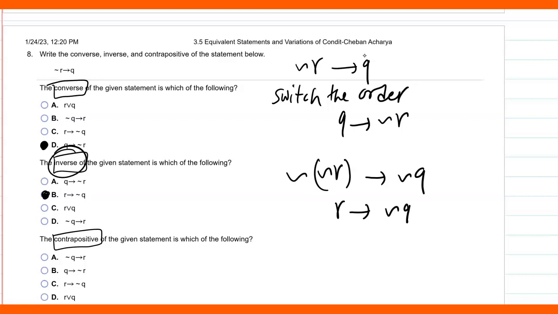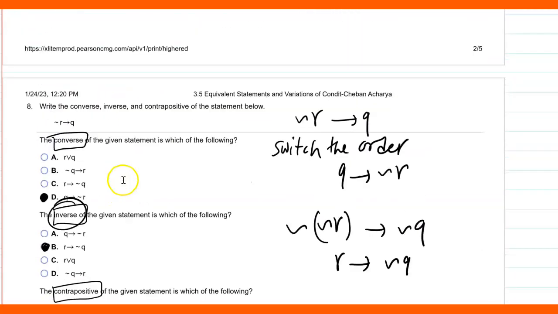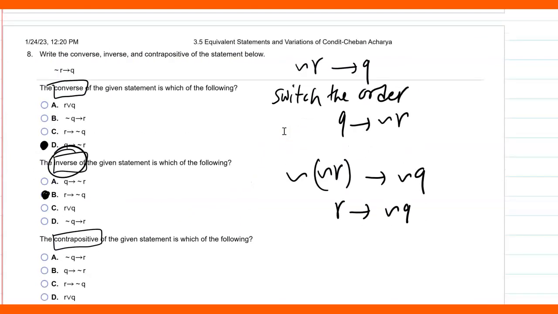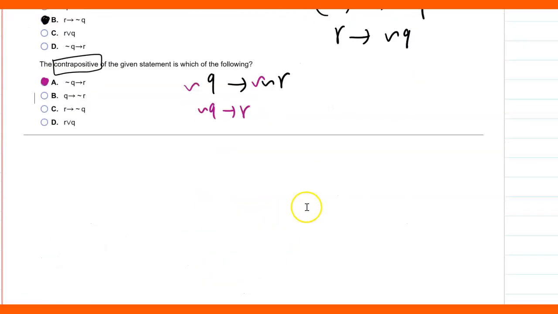For the contrapositive, you reverse the order and negate. When you reverse the order, this is going to be not Q, right arrow not R. Now negate each statement after you reverse the order. It's going to be Q, right arrow R, because not Q becomes Q and not R becomes R, and this is going to be A here. That's question number 8.